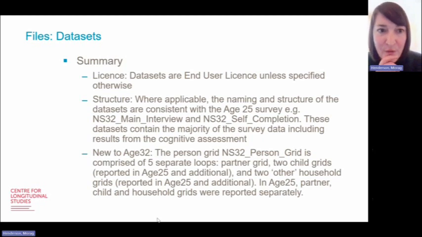So I've mentioned a few of these already. The datasets are available in end user license. The structure will follow the same naming convention as we did at age 25. And the main interview and the self-completion capture the majority of the survey data, including the results from the cognitive assessment. What's new at age 32 is that the person grid has 5 separate loops, including the partner grid, 2 child grids, and 2 other household grids. In age 25, we also have a partner, child, and household grids, which were reported separately.